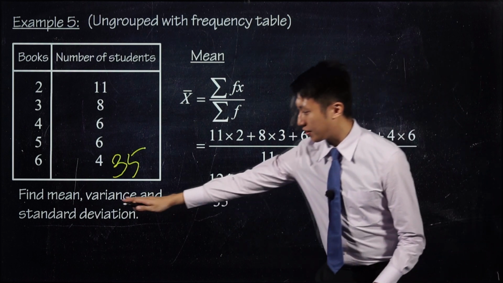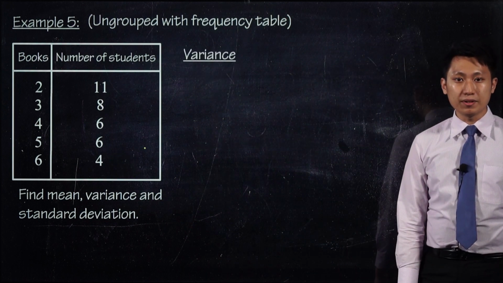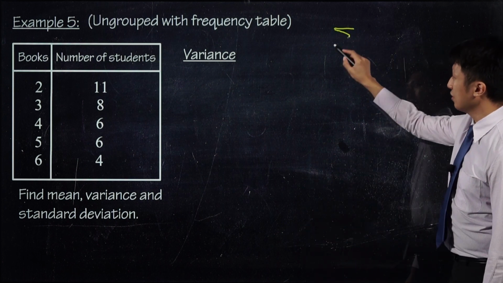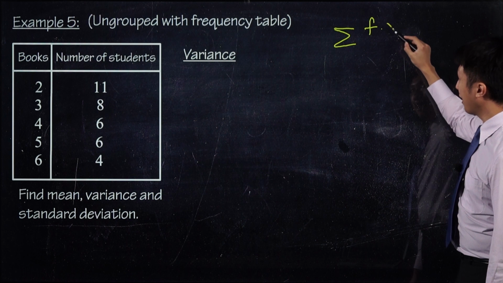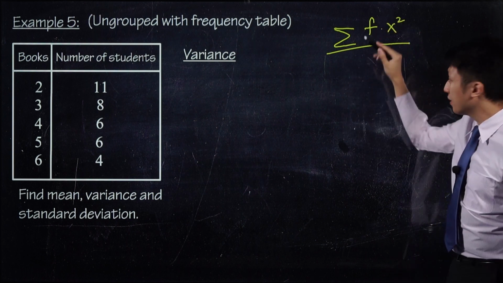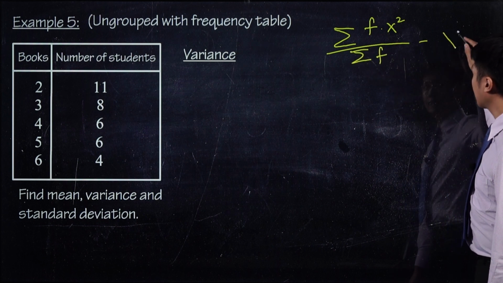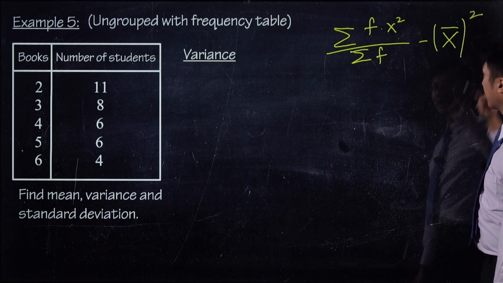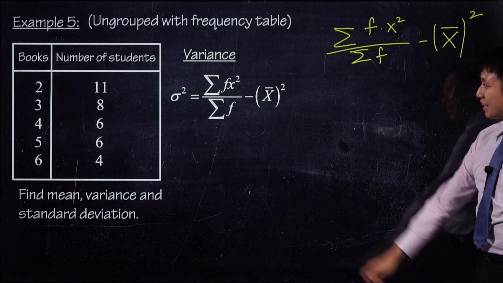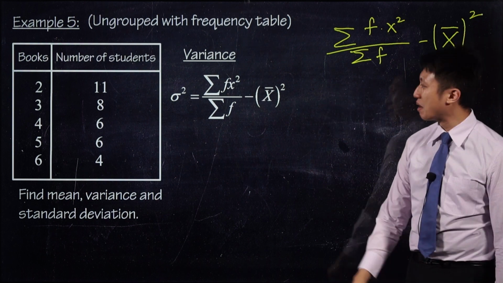Then we move on to talk about variance. For variance, do you still remember the formula? Want to try to memorize it yourself? It's summation f times x squared on top, then divided by summation of f, then minus x bar, the whole thing squared. Just check whether it's correct or not. I didn't cheat, right? I can do it. You can do it also. I have a short-term memory.